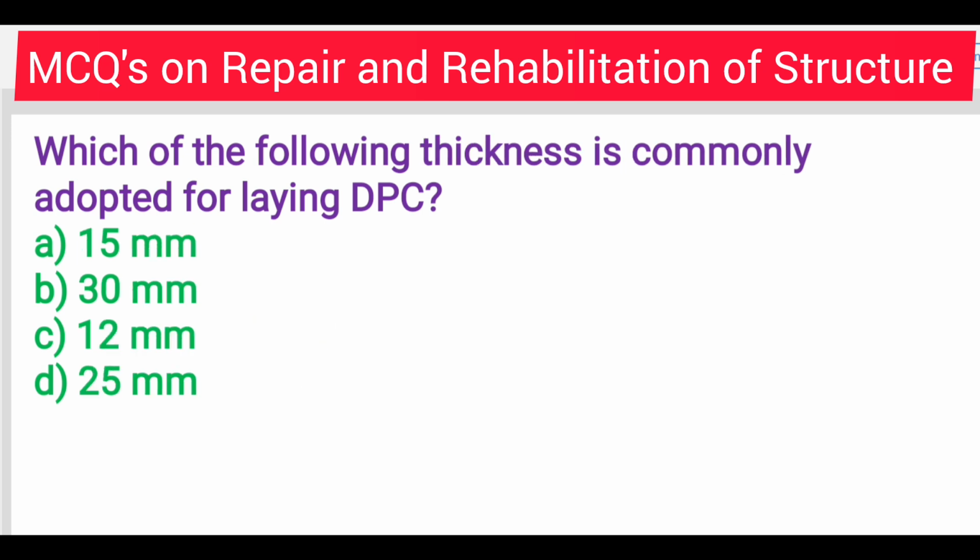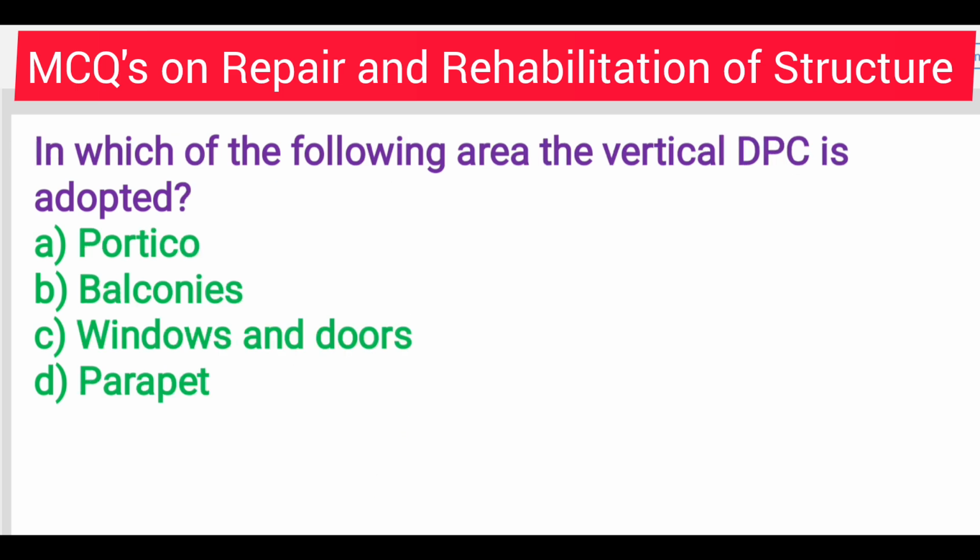Next question, which of the following thickness is commonly adopted for laying DPC? Option A, 15 mm. Option B, 30 mm. Option C, 12 mm. Option D, 25 mm. So the correct answer is option D, 25 mm.